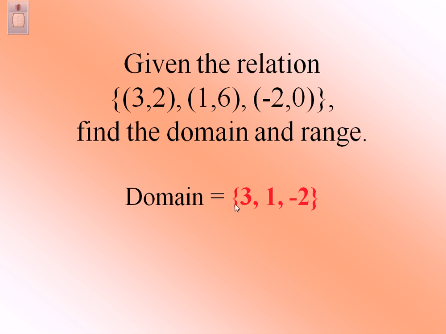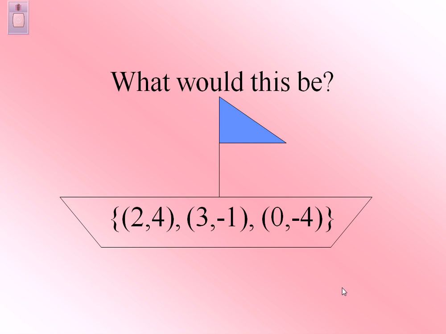Now, a lot of times we will list the domain in increasing order. So we would start with our lowest term and work our way up. The range is the second set of ordered pairs. So it's 2, 6, 0. Any questions?